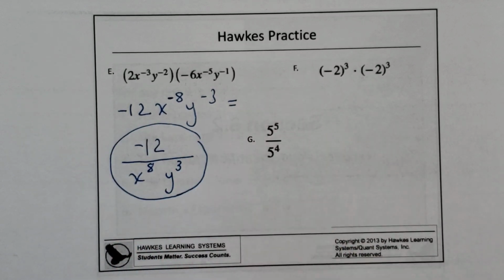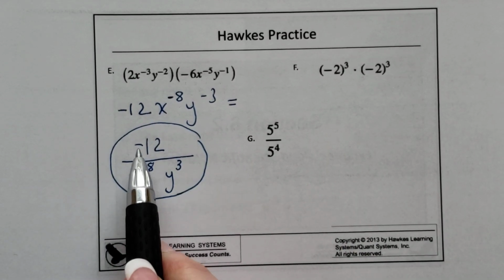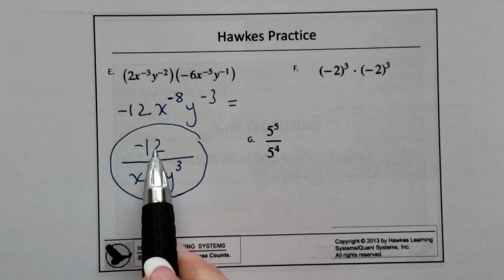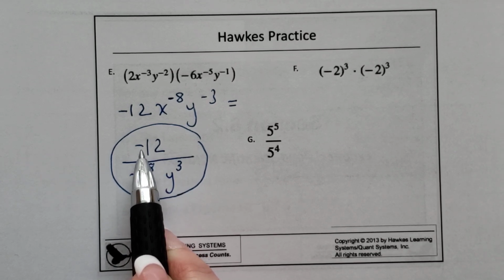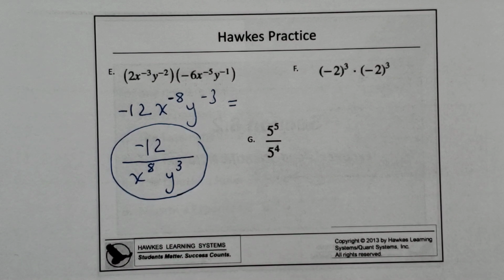And now I have simplified that whole thing. Now it's okay if this number has a negative and it's in the top because that's a coefficient. That's not a negative exponent. Only negative exponents get flipped over the line.